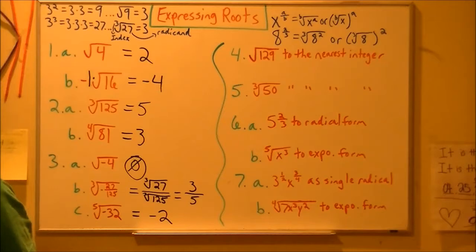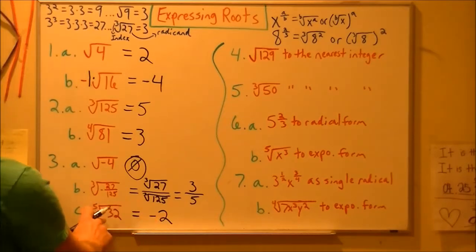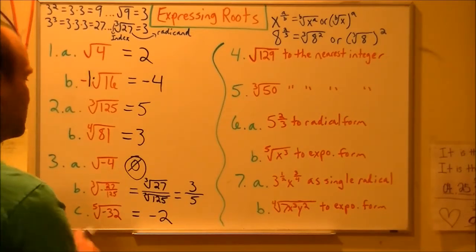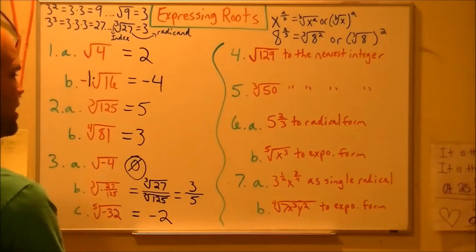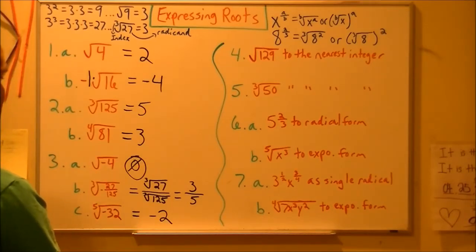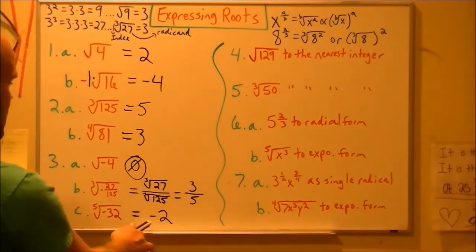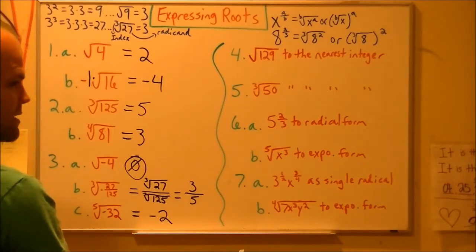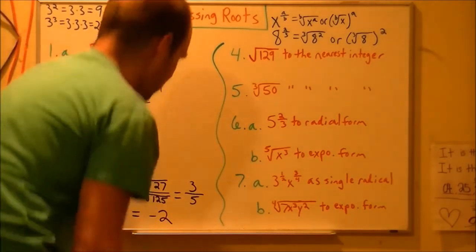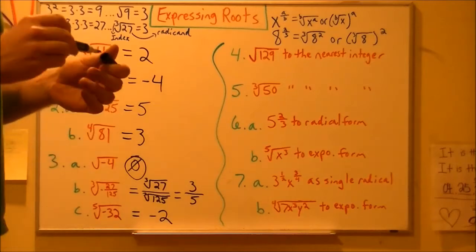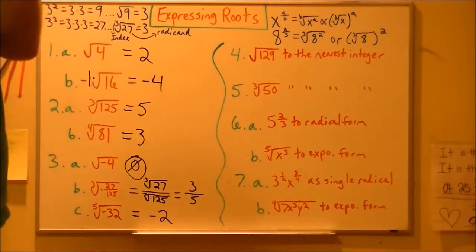If it were all the way up to 1,000,005, it would work because that's odd. As long as it's odd, you can have a negative underneath the root symbol. But if it's even, you can never do so. So what times itself, times itself, times itself, times itself gets you to negative 32? That number is negative 2. So I think we're doing all right so far, don't you?